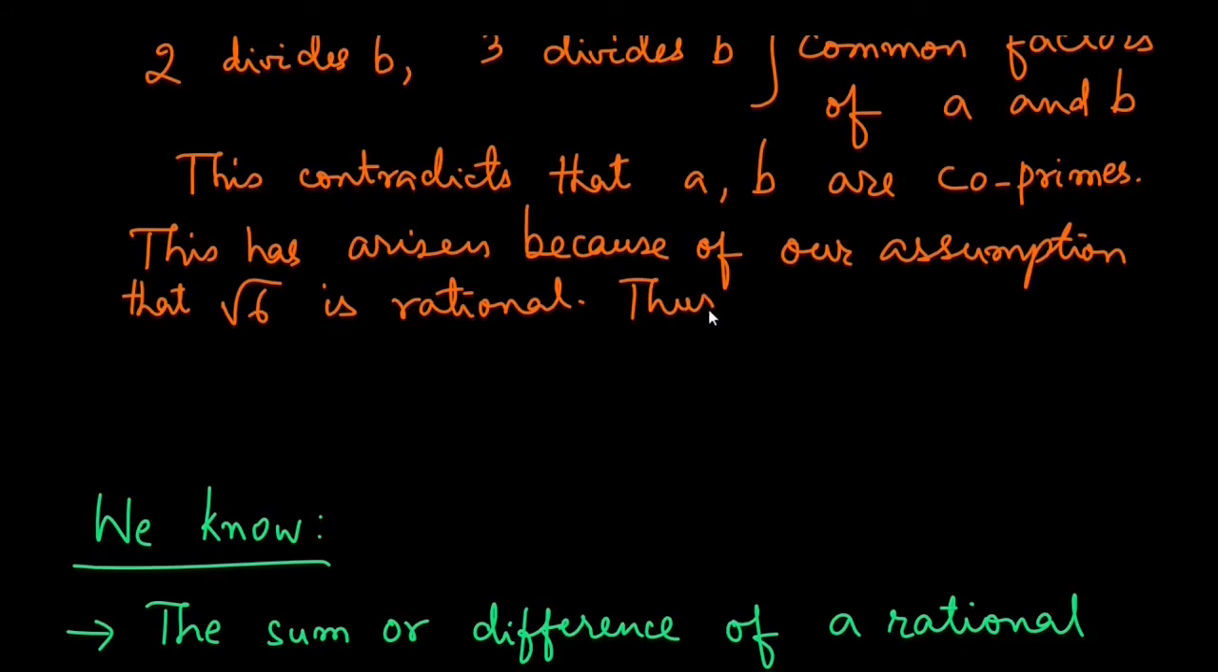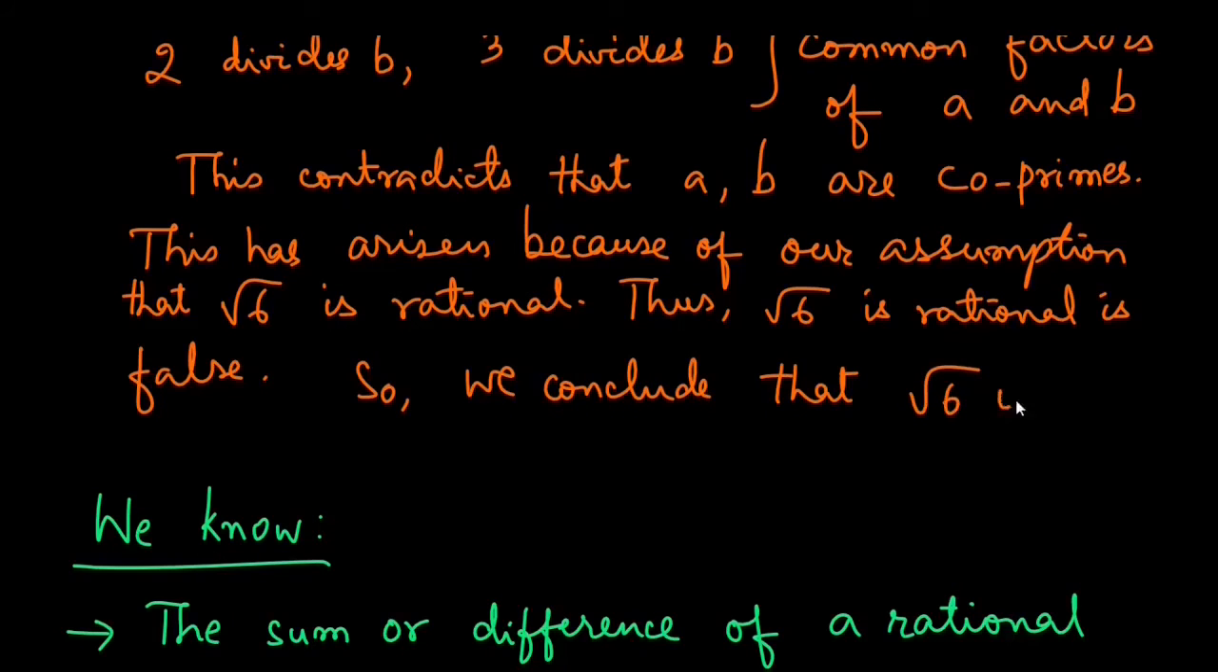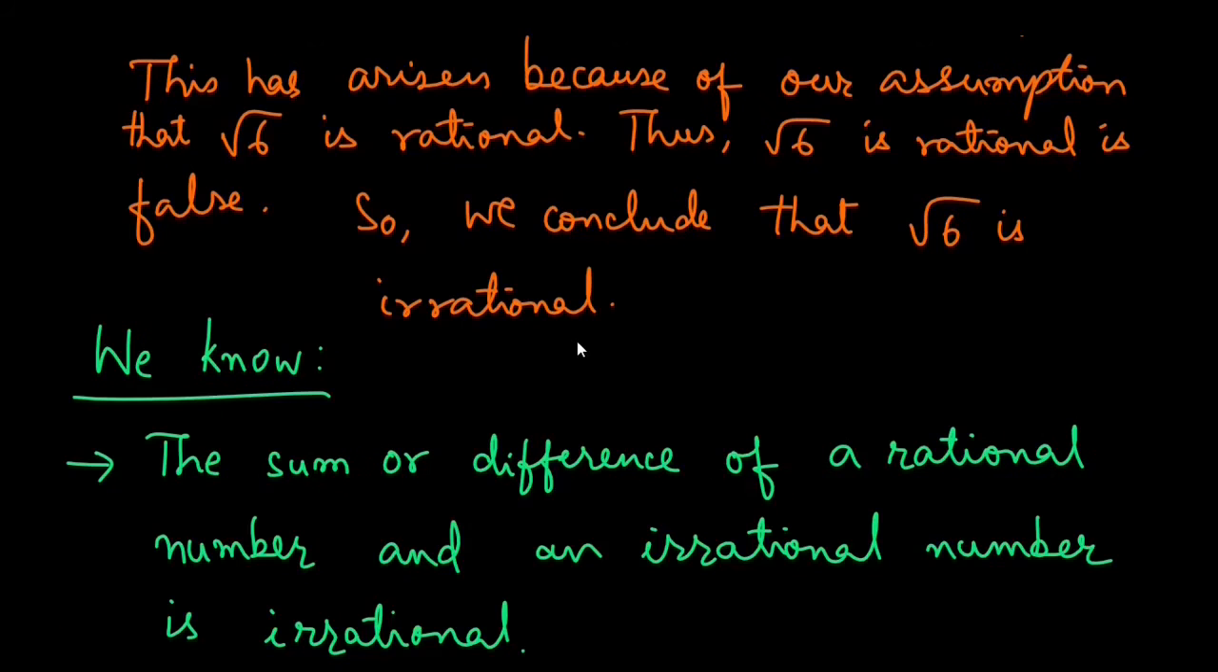Thus, root 6 is rational is false. So we conclude that root 6 is irrational. So we have proven here that root of p for any prime number is irrational and root d is also irrational.